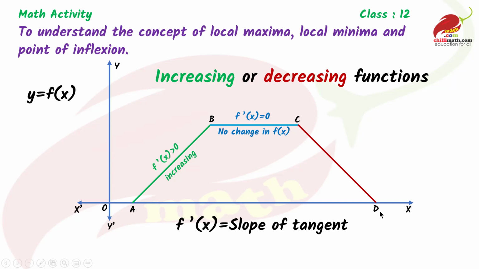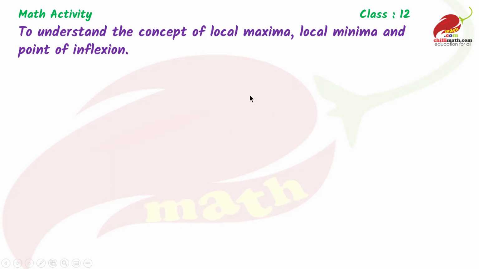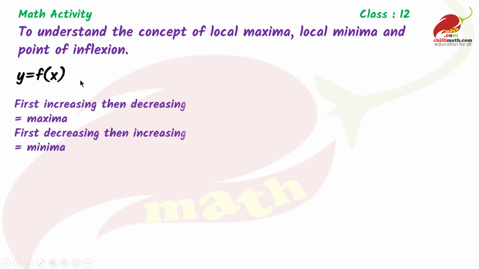After this, from c to d, this function is decreasing. This we call decreasing. And theoretically f dash x is negative. So I hope you understood, this is increasing when f dash x is positive and decreasing when f dash x is negative. Where f dash x is 0, we call these stationary points. Using this, we'll find maxima, minima and point of inflection. Let the function be f x. We'll check if at any point there is first increasing then decreasing, then there will be maxima. If first decreasing then increasing, we call it point of minima.